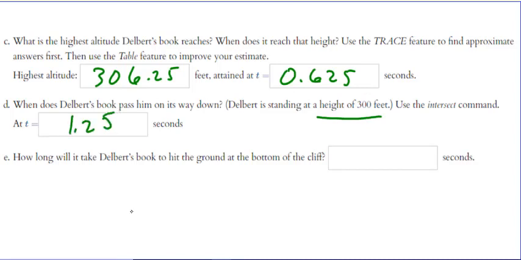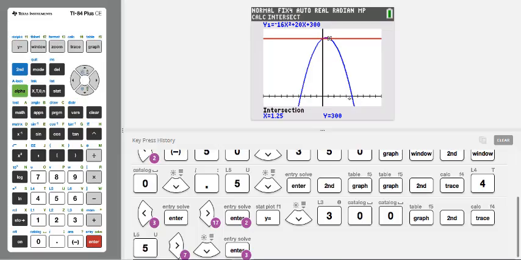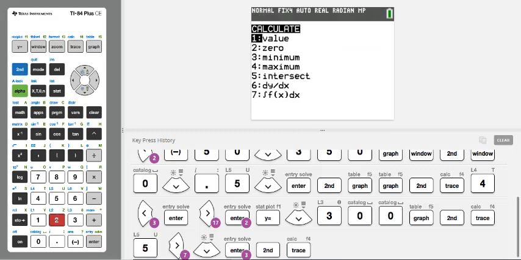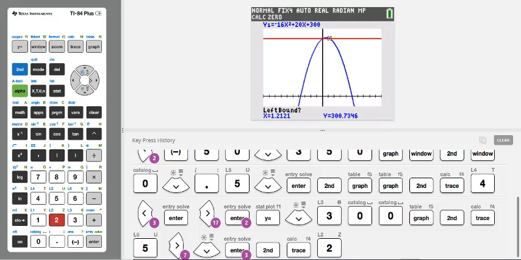Because if you think about it, he's at 300 feet right here, and it comes up, so it has to be right there. The other point would be at 0 because he's sitting at 300 feet, right? And then how long does it take the Algebra 1 book to hit the ground? Well, we're going to find that 0 right there. So second trace, and we're going to hit number 2. And we're going to come on down here. And we're going to do a left bound and right bound.